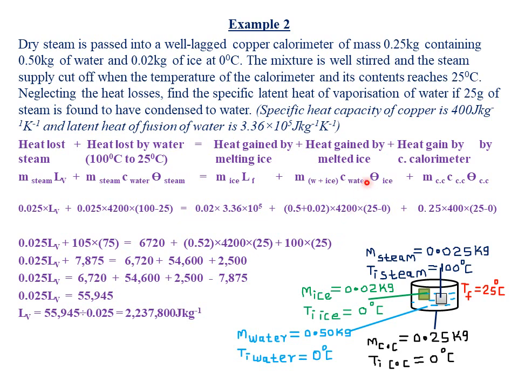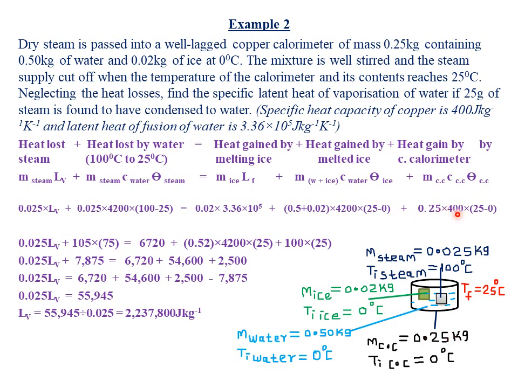Then the change in temperature for the ice, we'll simply take the initial temperature for the ice. Of course, the water was also at the same initial temperature of 0 degrees. Then we subtract it from the final temperature of the mixture, which is 25. Again, when you are subtracting, you simply subtract the smaller value from the larger value, because we don't want a negative value of theta. Therefore, I'll simply take 25 minus the initial temperatures of both the ice and the water. So 25 minus 0. Then the mass of the copper calorimeter, of course, was 0.25 kg.